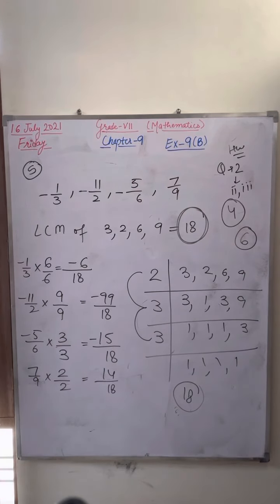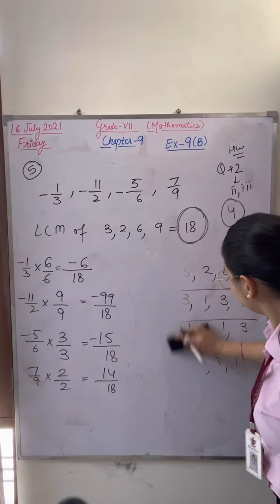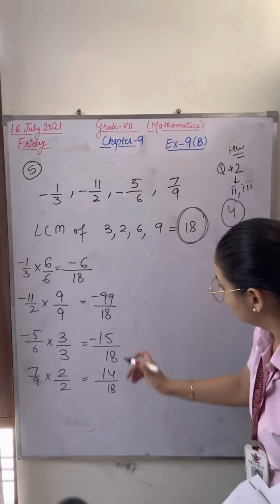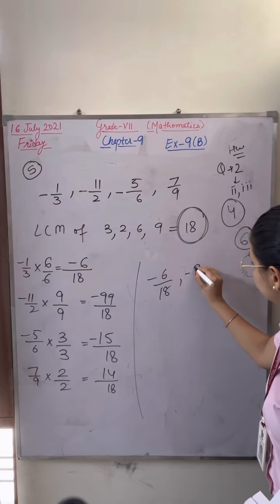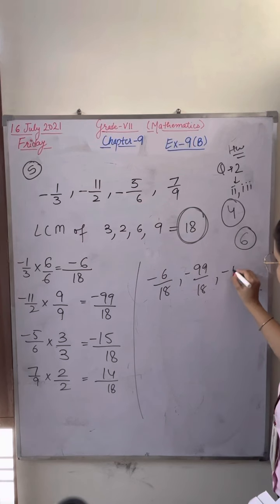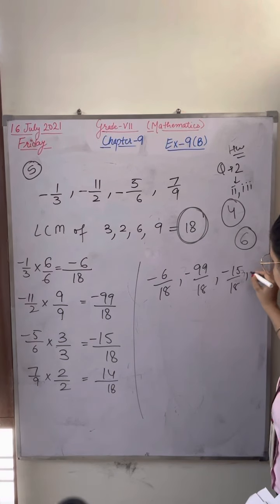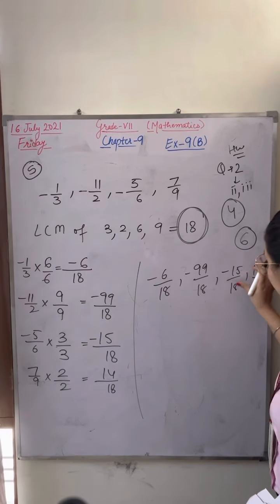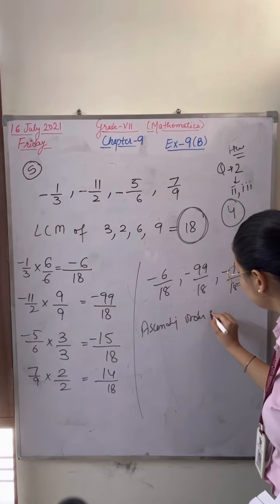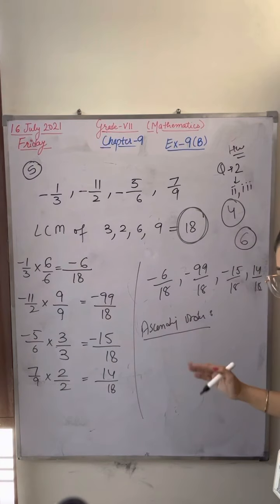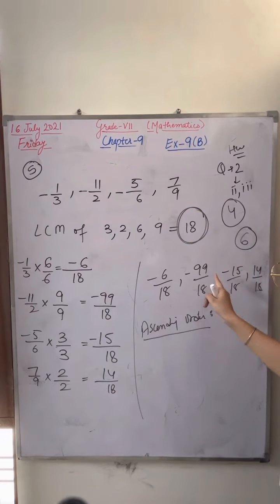Now you can easily find out. The denominators are the same. I'm writing here minus 6 upon 18, minus 99 upon 18, minus 15 upon 18 and minus 14 upon 18. Now write down the ascending order. Ascending order means first write down the smaller value, then bigger, then bigger, then bigger. Which is the smallest?